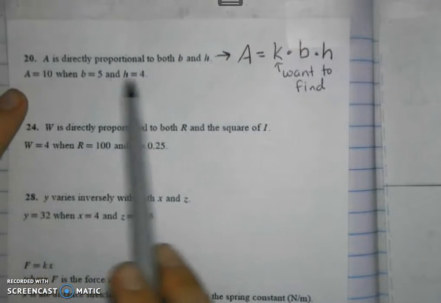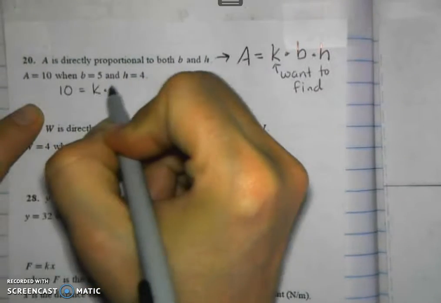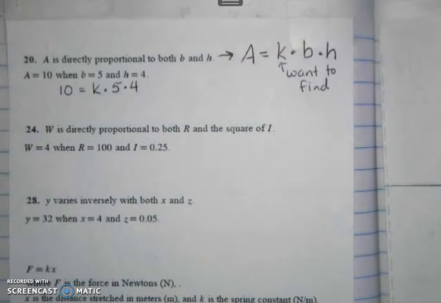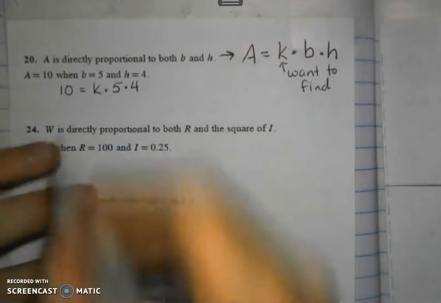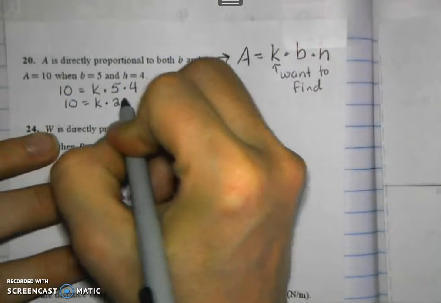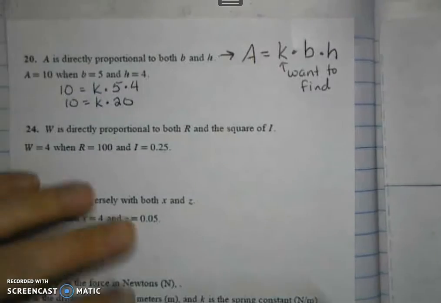So now we substitute in these values. 10 equals K times 5 times 4. We know that 5 times 4 is 20. 10 equals K times 20. We're trying to find K, so divide both sides by 20.